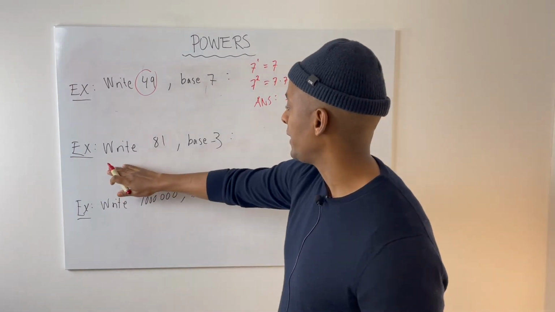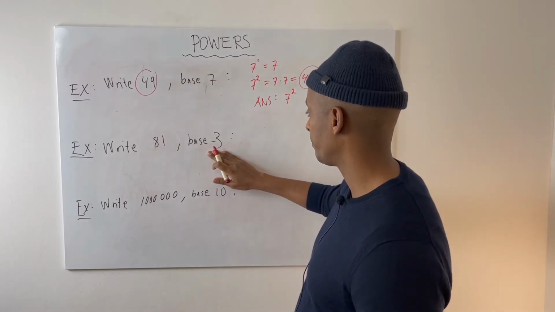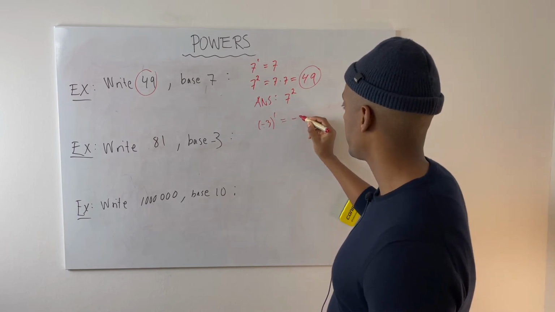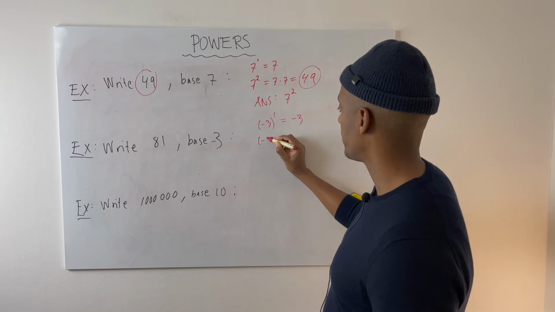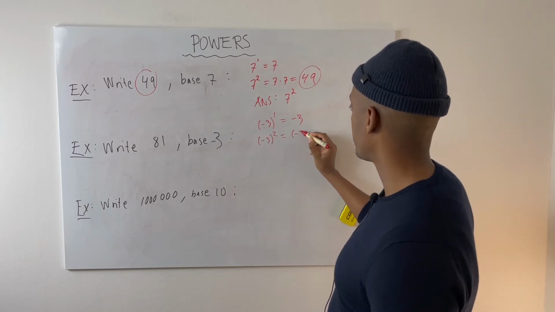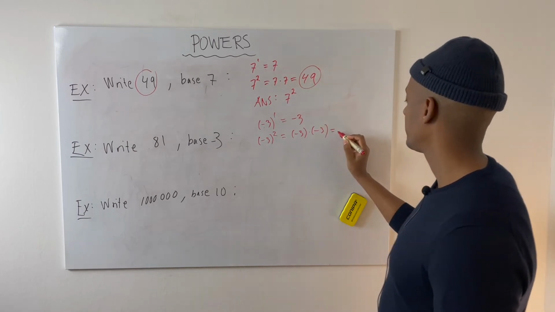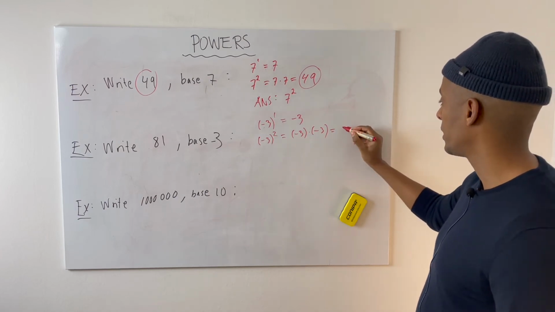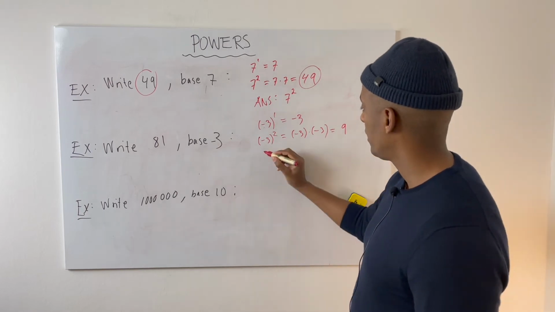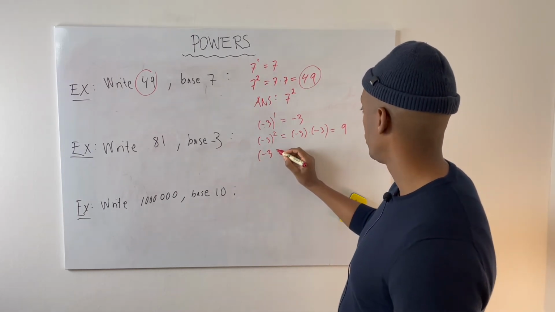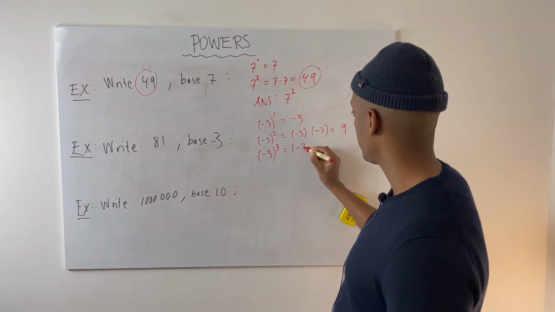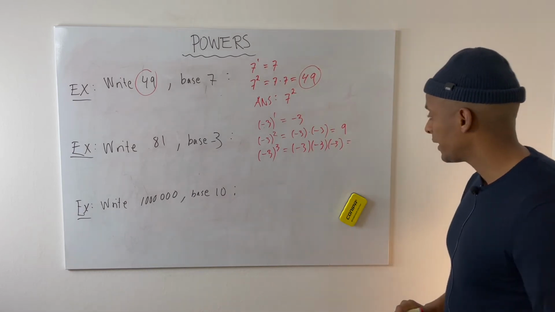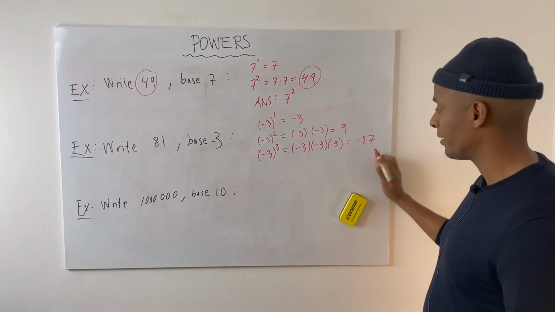This one, we're going to write 81 with the base minus 3. Okay? Then we take minus 3 to the power of 1. That's equal to minus 3. We're going to take minus 3 to the power of 2. That's minus 3 times minus 3. And this is plus 9. The minuses are going to cancel out, so it's going to be plus 9. Then we have minus 3, we're not there yet, to the power of 3, that's minus 3 times minus 3 times minus 3. And that's going to be minus 27. Okay?